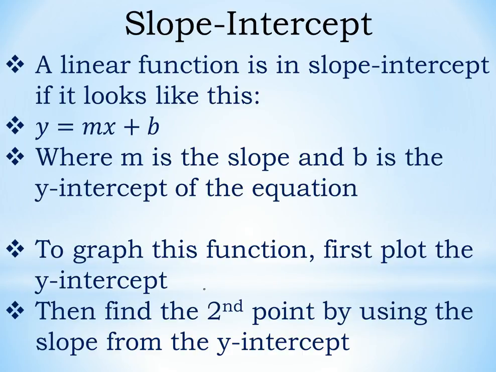You can always create a table of values as well. It's an incredibly slow process where you just pick numbers for x, plug it in, find y's, and go from there. Not necessarily a great idea if it's already in this form. Slope-intercept form is pretty easy to graph.